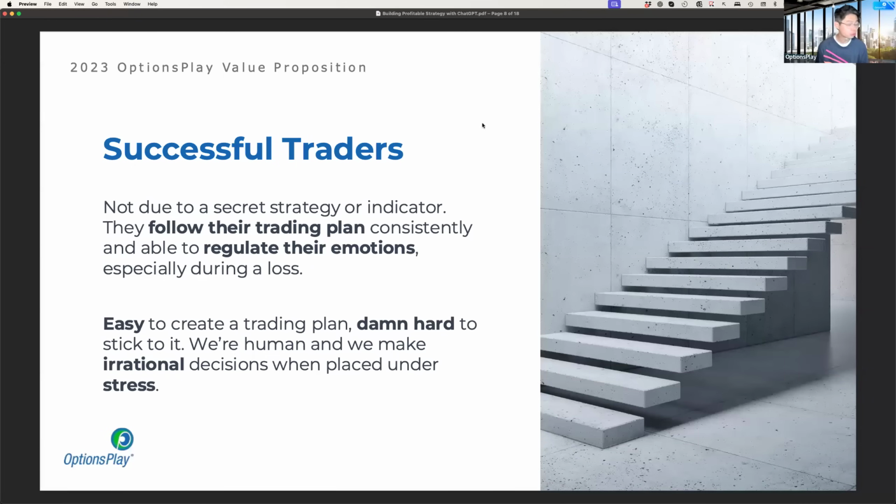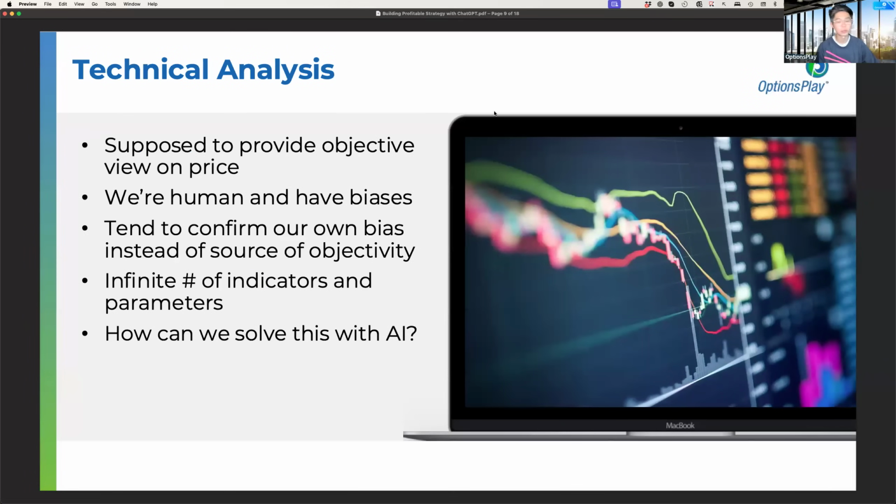So what we're going to try to do today is put some things in place that will help you sidestep some of that stuff to some degree, and get you to a point where you feel confident in your strategy on your own. And this is really where we turn to technical analysis, because technical analysis provides an objective view on price. What that means is that we're human.